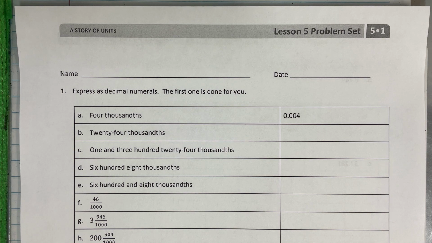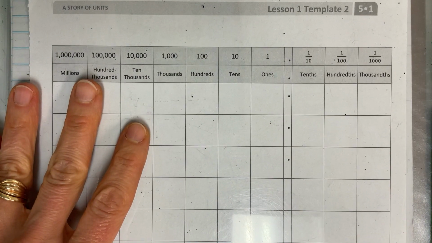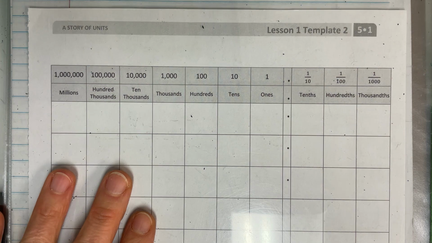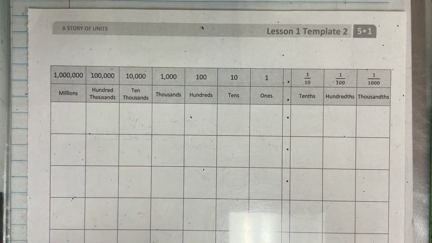Okay, today we're going to be in lesson 5. So in your blue Learn workbook, find lesson 5 problem set. Also, get back out your place value chart, because like I said, we use that so much. It's very helpful as we get used to and comfortable with using it.